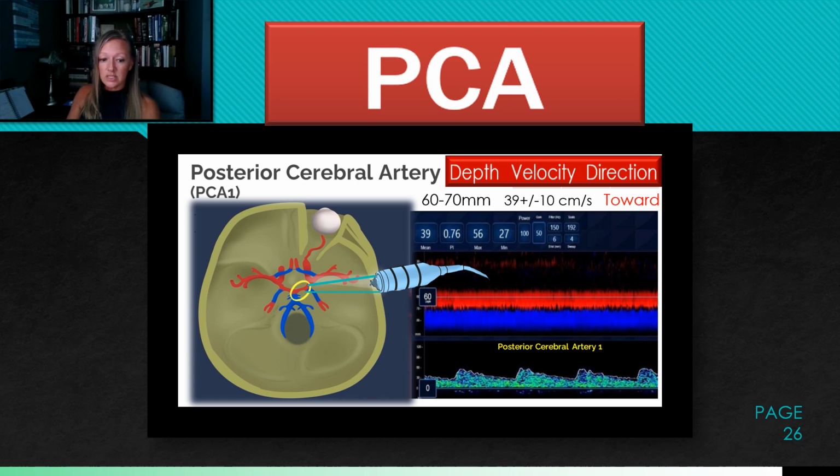The PCA, as you can see in the artery on the left, will come off of your basilar artery. So your basilar artery will bifurcate into your PCAs bilaterally. The PCAs feed the posterior hemispheres of the brain. The blood flow originates from the vertebral and basilar arteries. The blood flow is traveling toward the ultrasound probe, and therefore there will be a red band representing the PCA1 segment.